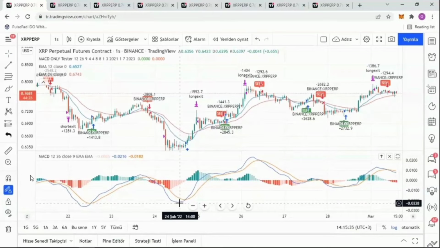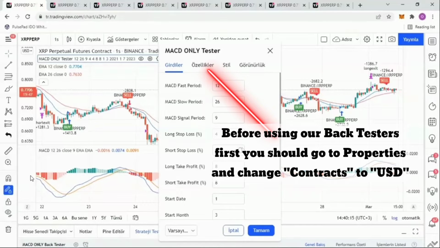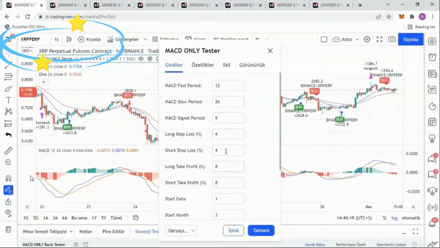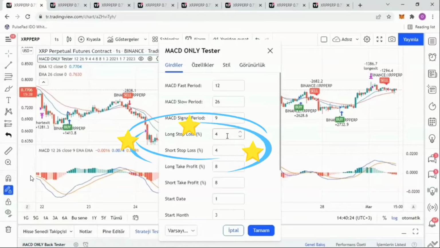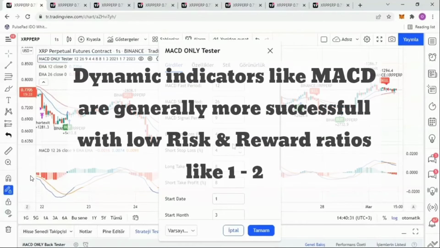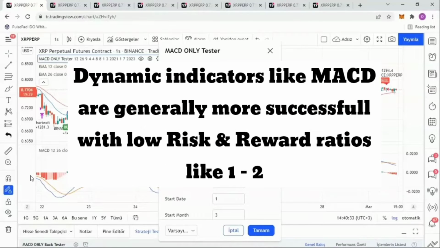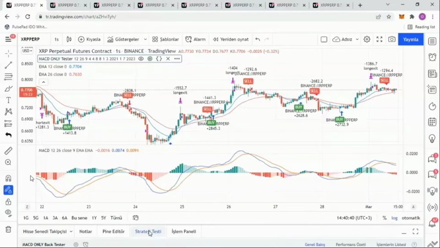We coded a backtester to see the performance of this strategy. Now let's open it and test the strategy and see the results. Today, we will test Ripple's 1 hour chart's 1 year performance. Okay, since we are on a 1 hour chart, we picked our stop loss as 4%, which is around 2 ATR level. We will also start our test with a 1 to 2 risk and reward ratio. Since it's a very dynamic indicator, very high risk and reward ratios like 1 to 5 will not be very successful.